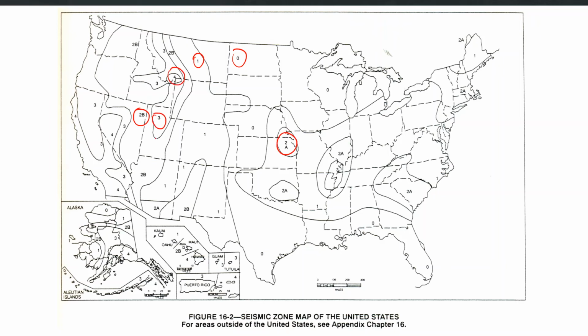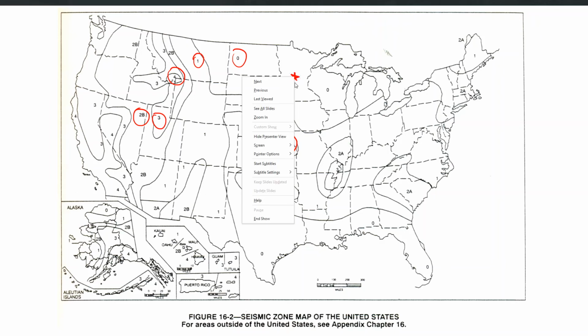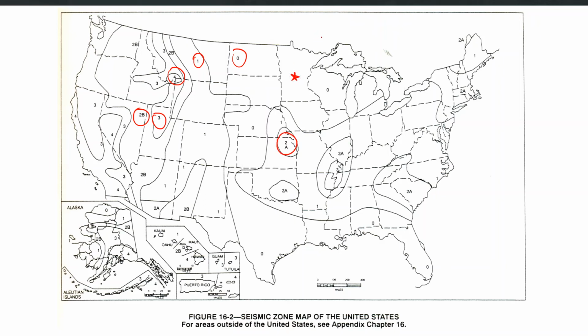So the country is now divided into different zones, and all you need to know now is in which zone your particular site is located, for example here, and that information will be used. That information will be converted into the ground motion parameter, which will be used to calculate the earthquake forces for the design of the building at that particular site.